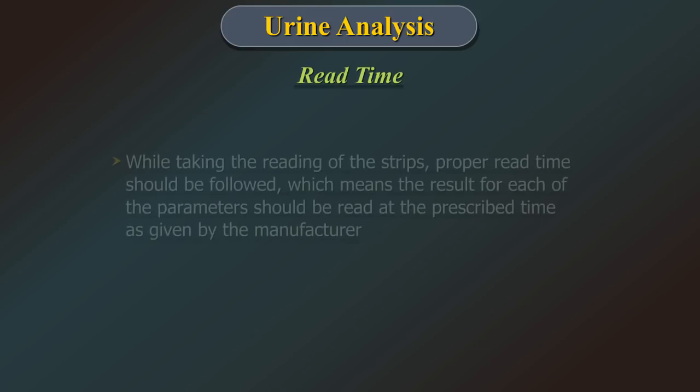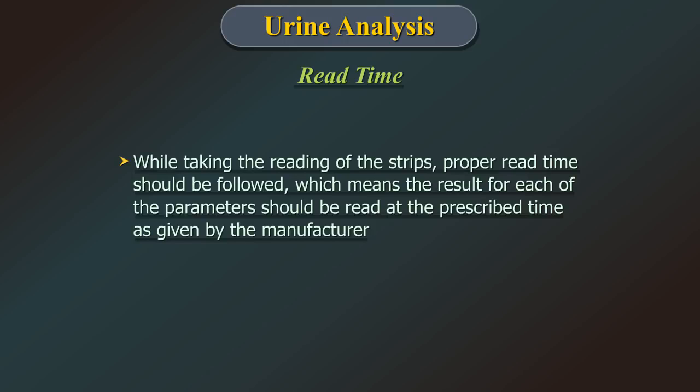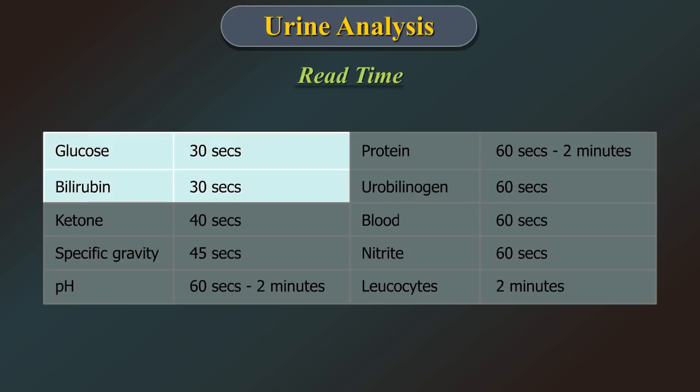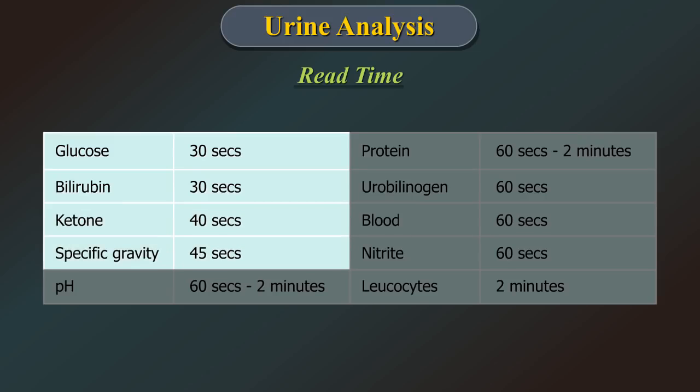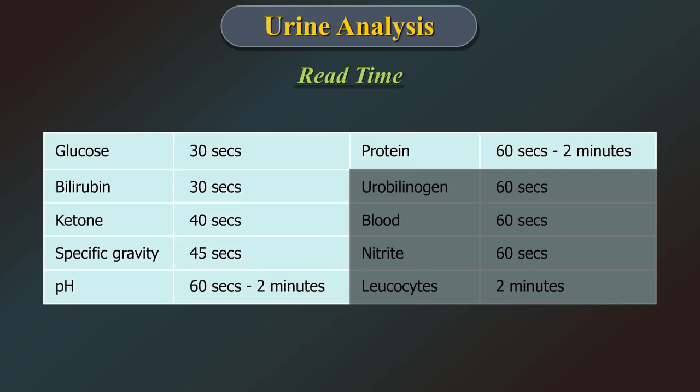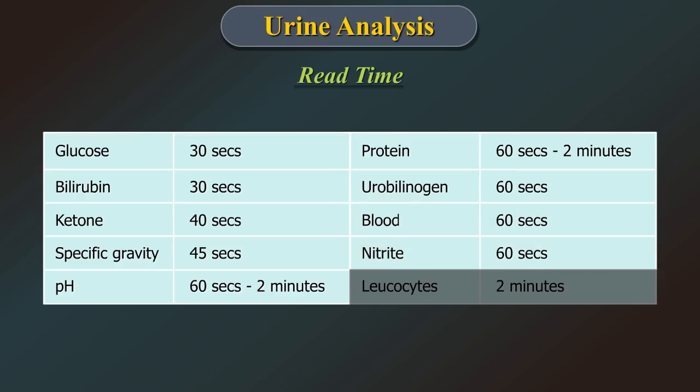Read time. While taking the readings of the strips, proper read time should be followed, which means the result for each of the parameters should be read at the prescribed time as given by the manufacturer. Here it is as follows: glucose and bilirubin at 30 seconds, ketone at 40 seconds, specific gravity at 45 seconds, pH and protein from 60 seconds to 2 minutes, urobilinogen, blood, nitrite at 60 seconds, and leukocytes at 2 minutes.